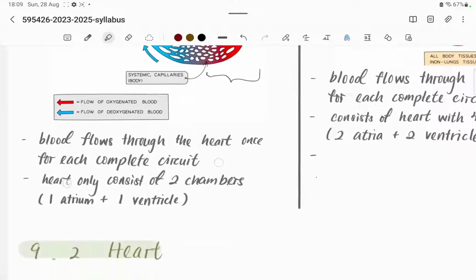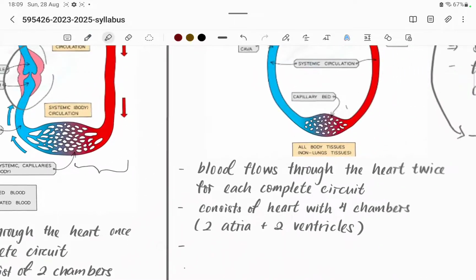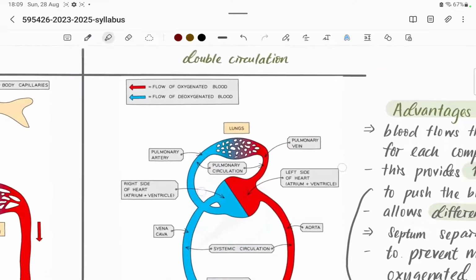Okay, so if it comes up in the exam, how to explain? Blood flows through the heart once for each complete circuit, and the heart only consists of two chambers, one atrium and one ventricle. Okay, what about the double circulatory system?